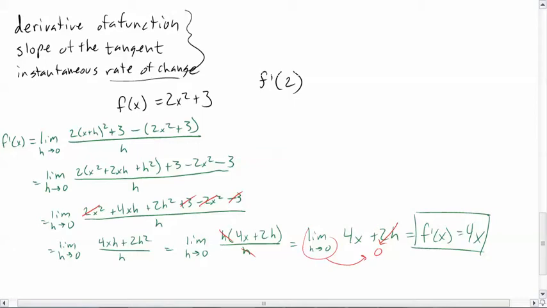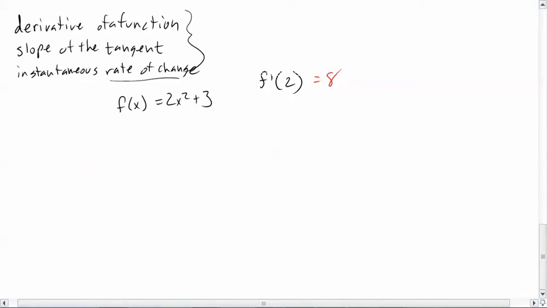So now that I know f prime of x, then I can now go f prime of 2, which is equal to 4 times 2, which is 8. So f prime of 2 is 8. Done. Not so bad, right? Okay, well, let's talk about another way of doing it. Let's do method number 2.